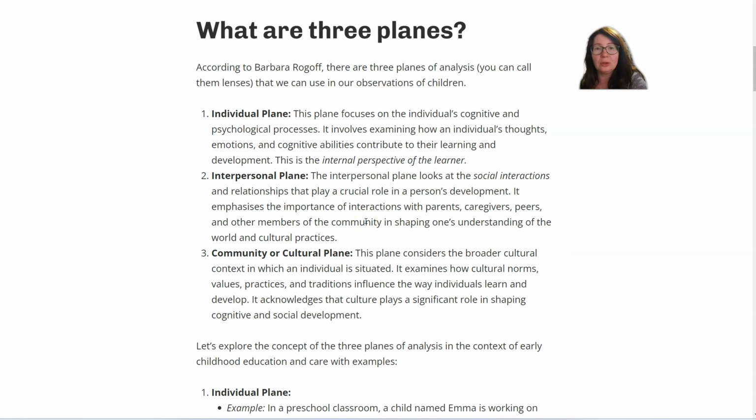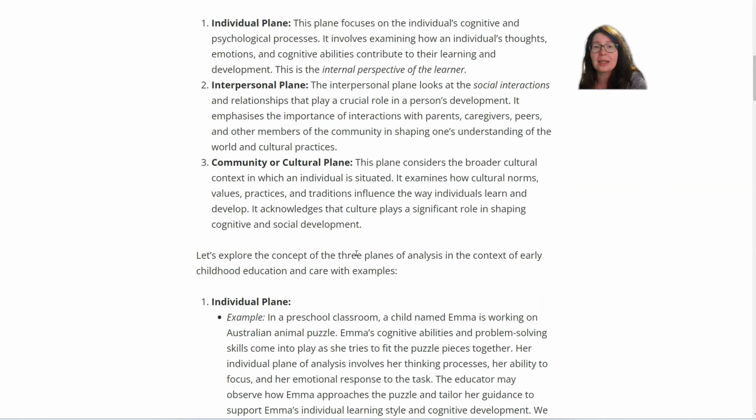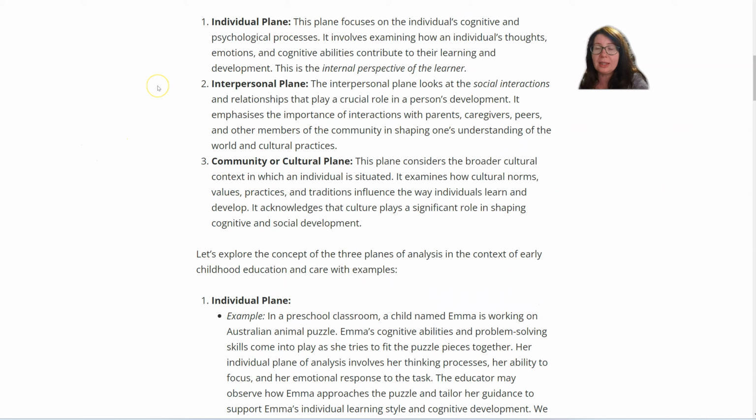I just want to now jump straight into the 3 planes of development. According to Barbara Rogoff, there are 3 planes of analysis, or you can call them lenses as well. They help you to look at what you are observing and what you are recording while children play or learn. And these are the planes that I described here. Number 1 is the individual personal lens or plane. This plane focuses on the individual cognitive or psychological processes. It involves examining how the individual thoughts, emotions, and cognitive abilities of the child contribute to their learning and development.